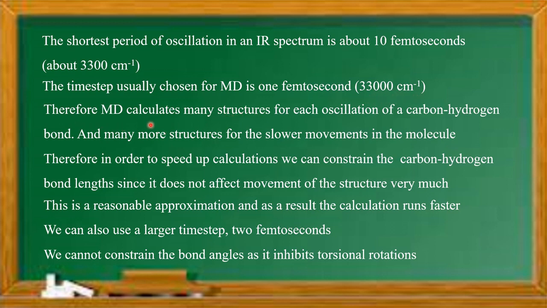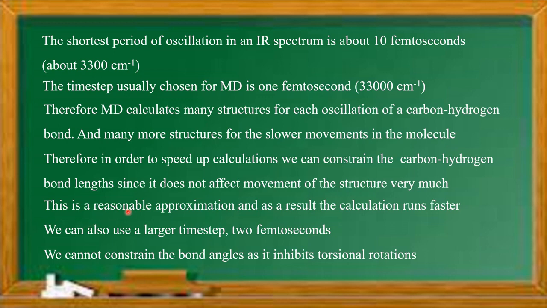Therefore molecular dynamics calculates many structures for each oscillation of a carbon-hydrogen bond. For every movement, a number of structures, that means a number of conformations, are obtained. The number of conformations increases the amount of calculations to be done. So in order to speed up the calculations, we have to constrain the bond lengths. Sometimes we can constrain the carbon-hydrogen bond lengths. Constraining the bond length does not affect the movement of the structure.